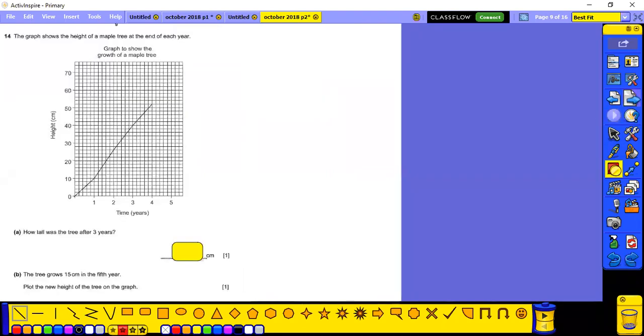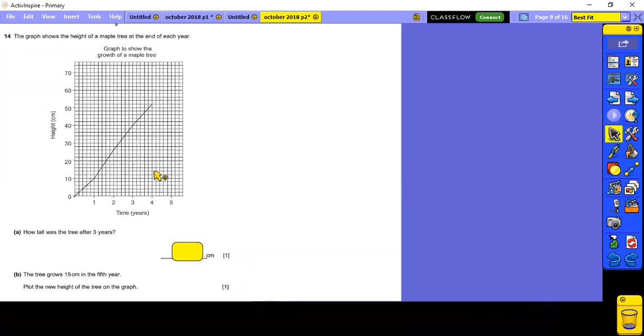Right. Okay, in this question, he's telling you how tall was the tree after 3 years. Can anyone tell me after 3 years how tall is the tree? So I have 40, the answer. Let me see if you're right or wrong. If you check, yes, if you go up to the 3 here, it's hitting the 40. So yes, it's 40. Good job, guys.